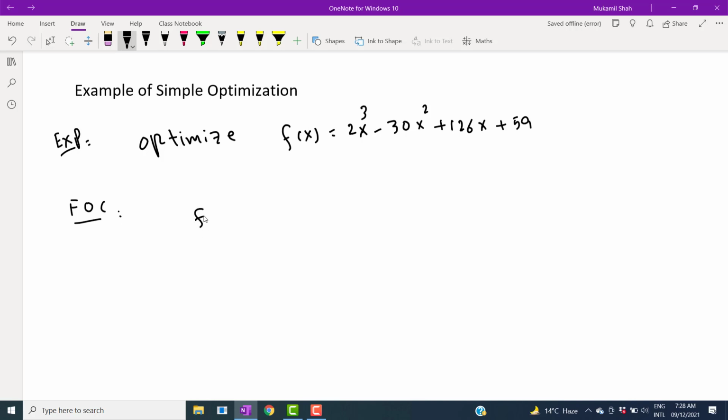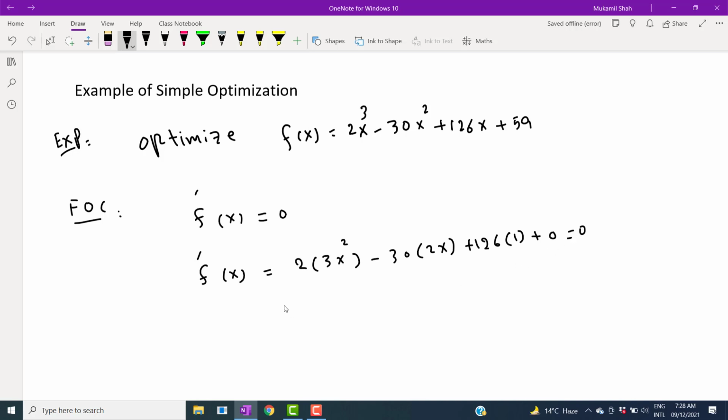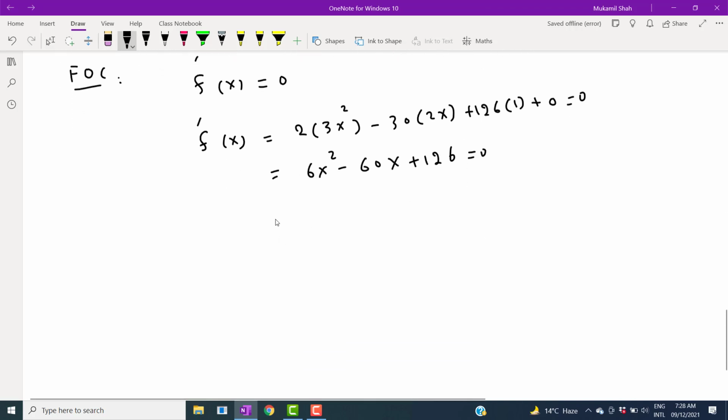First order condition is we need to take the derivative of this function and put it equal to 0. The derivative of 2x cube is 2 times 3x square, and minus 30, the derivative of x square is 2x, and plus 126, the derivative of x is 1, and the derivative of a constant is equal to 0. So this is equal to 6x square minus 60x plus 126, and we put it equal to 0. We can take 6 common to further simplify this.